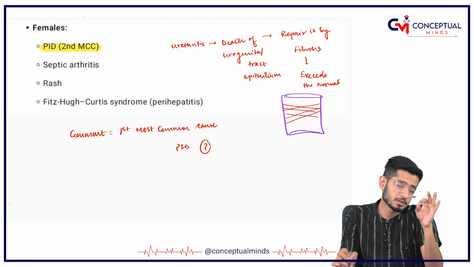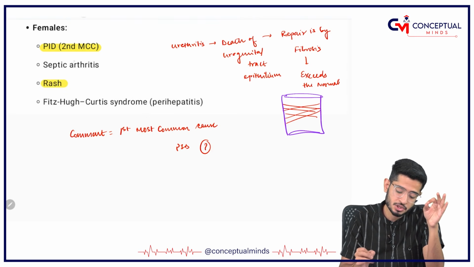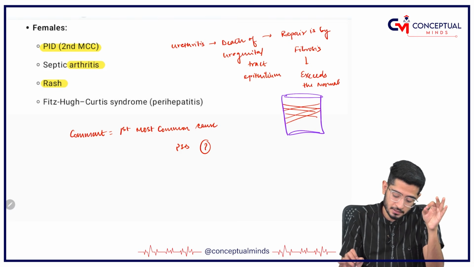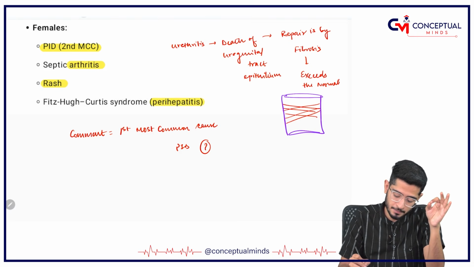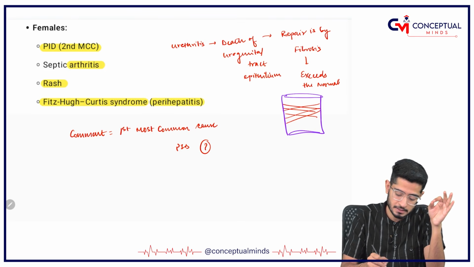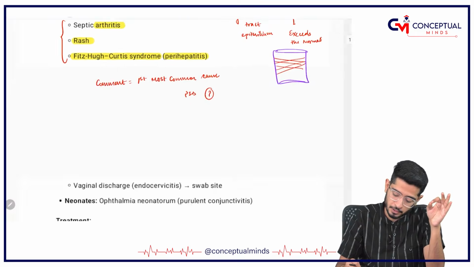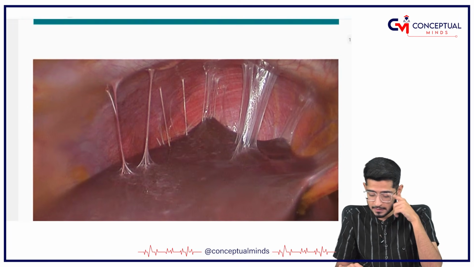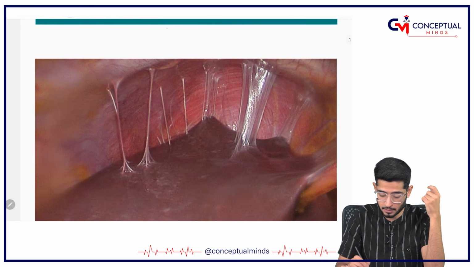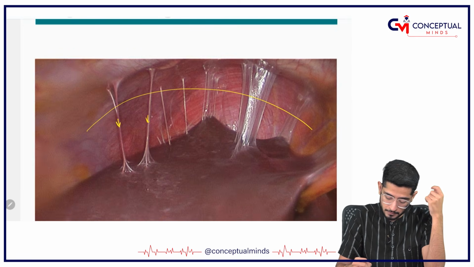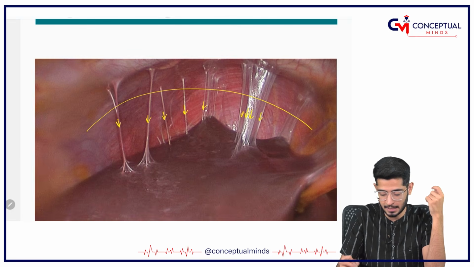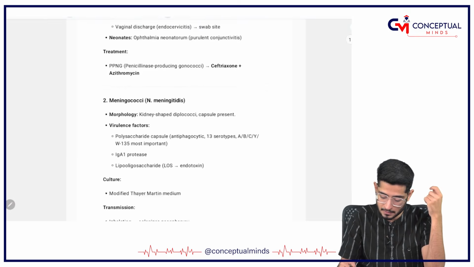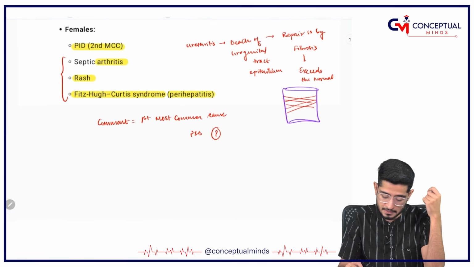Now this gonococcus is responsible for causing rash, responsible for causing arthritis, and of course perihepatitis, that is called Fitz-Hugh-Curtis syndrome. I promised you that whenever I teach you, I'll show you. So see here, this is your liver. Can you see? This is the inferior border of the liver, and there is a lot of inflammation and these string-like substances attached. So this is the perihepatitis called Fitz-Hugh-Curtis syndrome.